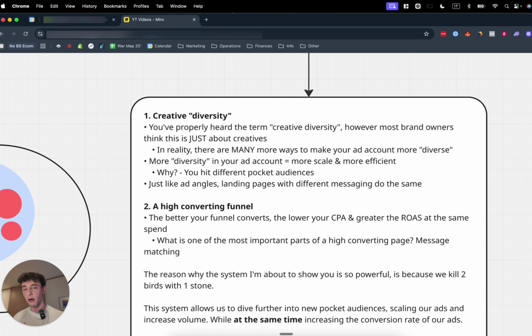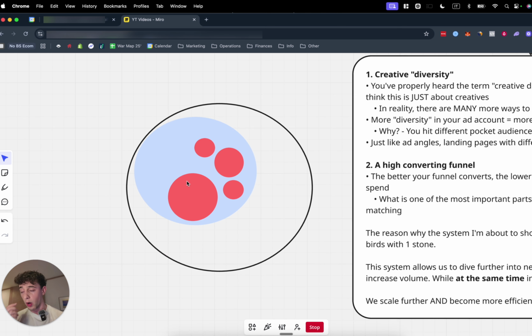Because if we have photos and videos, not everyone just likes videos. Some people resonate with photos better, or GIFs, or different landers, or different angles, or different types of content creators, different actors, different formats, right? All these things that you should be testing in your ad account are a way of making your account more diverse. That gets you into all these different pocket audiences, which I'm trying to explain here. This is why diversity actually works.